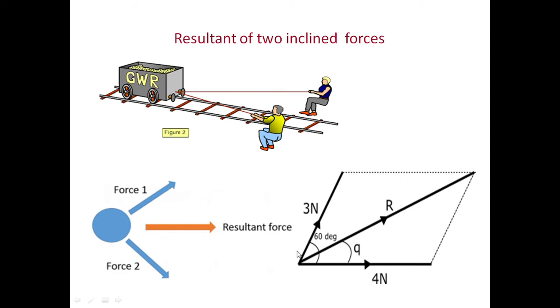Now, if we take this picture, 3 Newton, 4 Newton, two inclined forces are shown here. The resultant would be somewhere here. The capital R shows the resultant of these two forces, in between these two forces. The object will not move to the 3 Newton side or the 4 Newton side. The object will move in this direction. The resultant will be here.